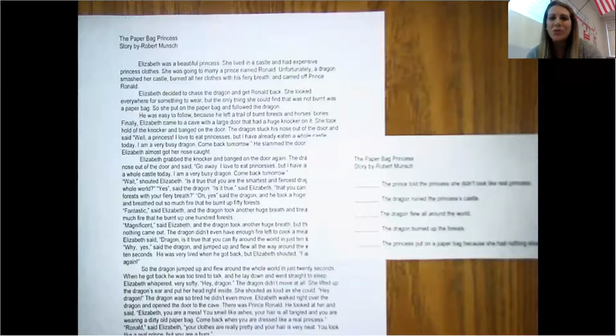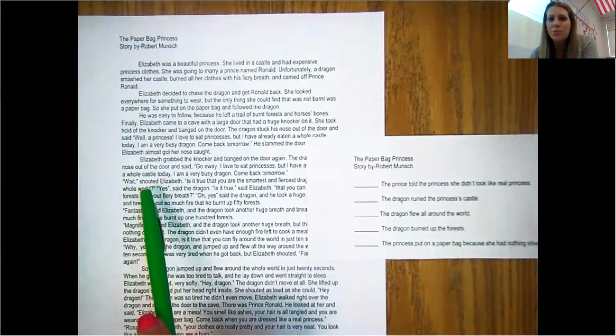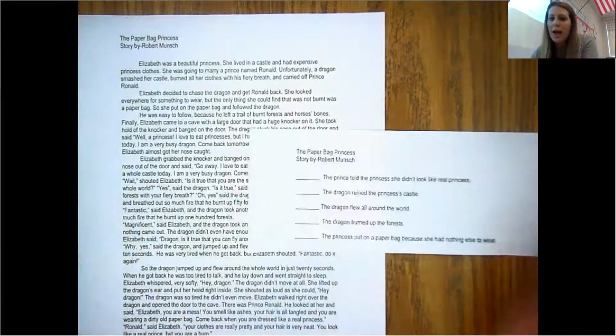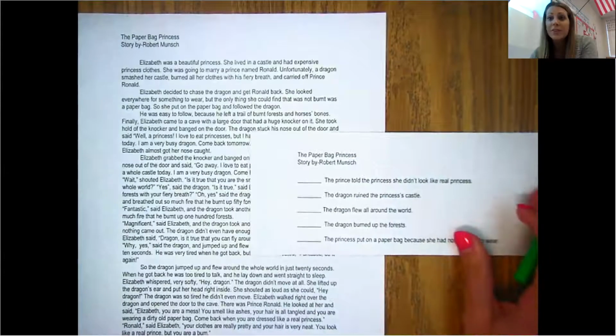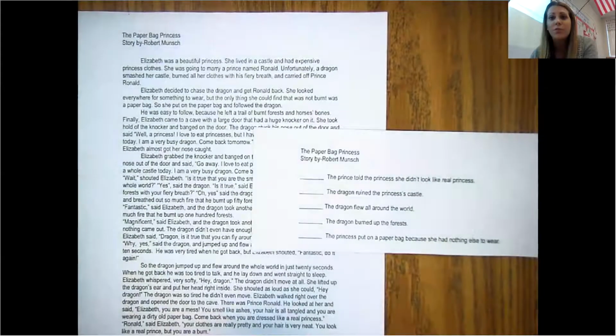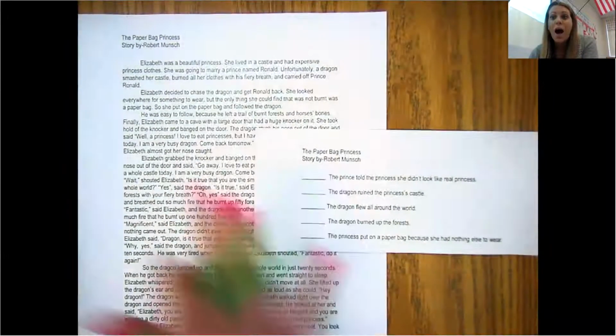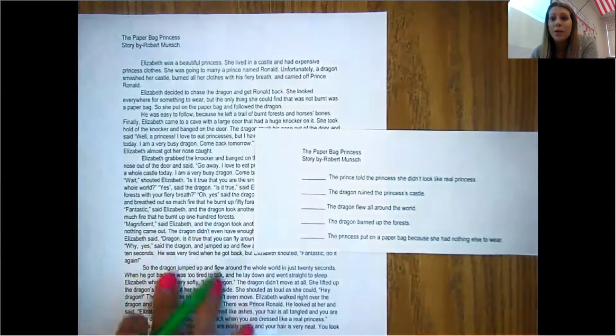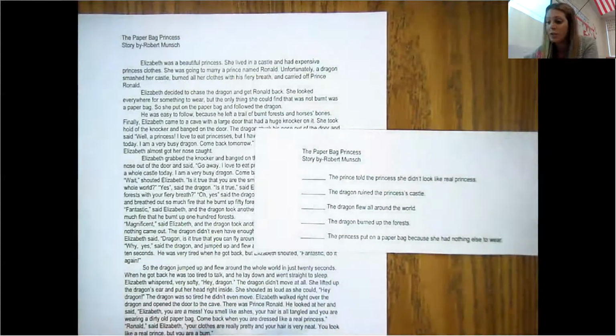Hi guys, so today we are going to sequence or put in order some of the important events from Paper Bag Princess. So you should have the text printed out and you should also have the important events that we are going to put in order. Now this is the first time that we're going back in the story and I'm going to teach you some very important tricks and great ways to help us sequence and put stories in order.